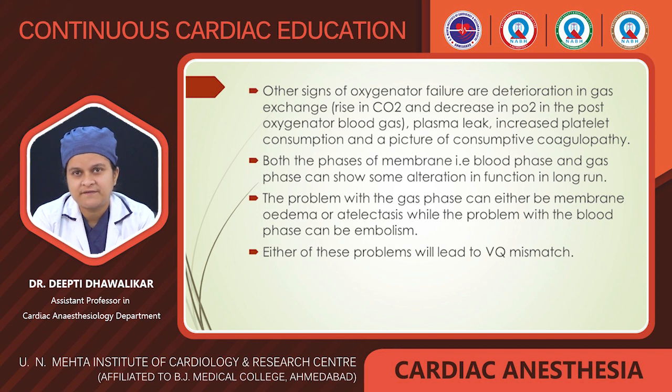Other signs of oxygenator failure are deterioration in gas exchange, which is indirectly suggested by a rise in CO2 and decrease in the PO2 in the post-oxygenator blood gas, plasma leak, increased platelet consumption, and a picture of consumptive coagulopathy. Both the phases of the membrane, that is blood phase and gas phase, can show some alteration in function in the long run. The problem with the gas phase can either be membrane edema or atelectasis, while the problem with the blood phase can be embolism. Either of these problems will lead to VQ mismatch.